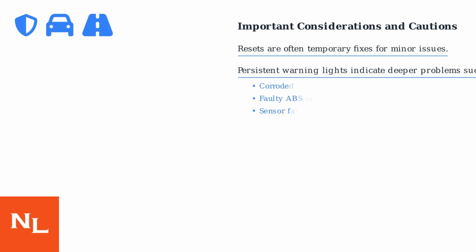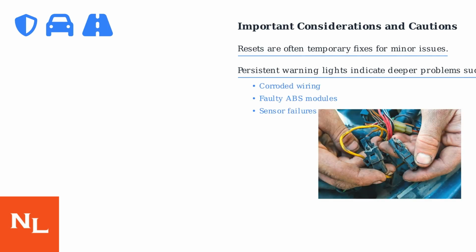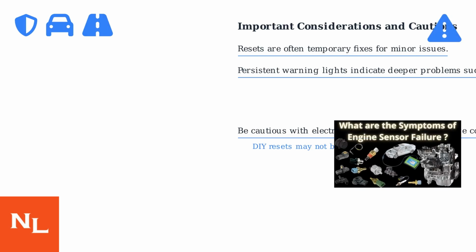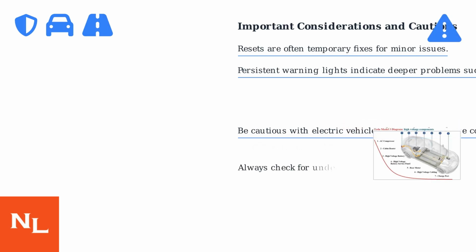Persistent warning lights indicate deeper problems such as corroded wiring, faulty ABS modules, or sensor failures. Be cautious with electric vehicles due to high-voltage components. DIY resets may not be safe. Always check for underlying issues after a reset.